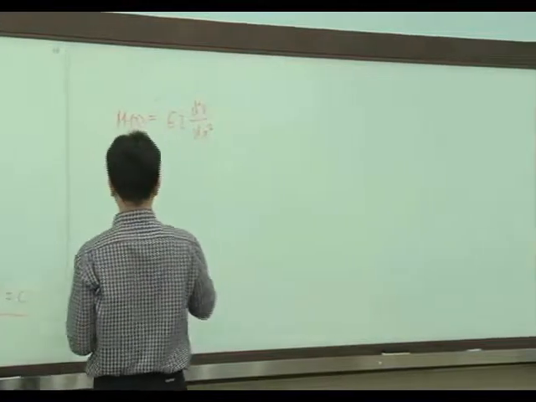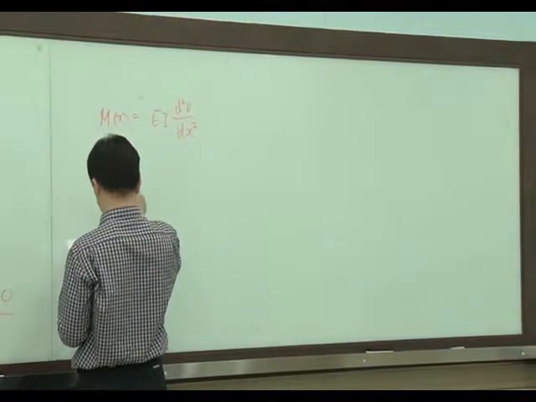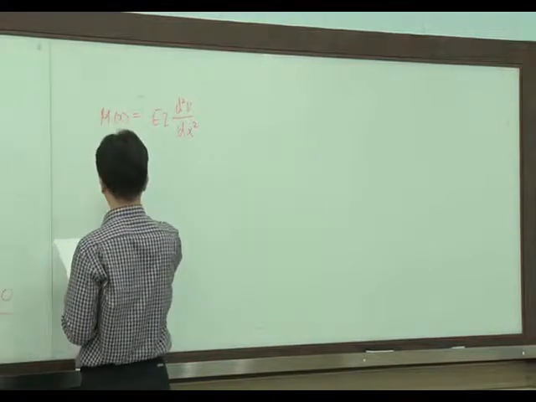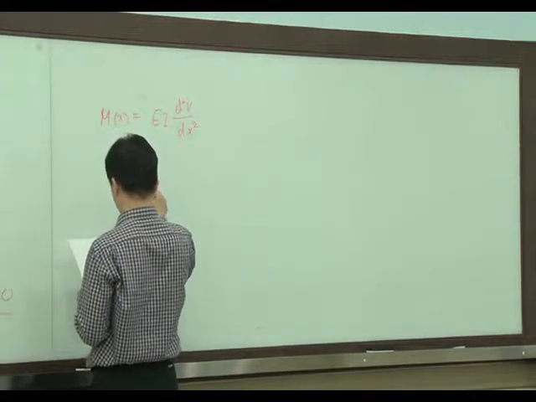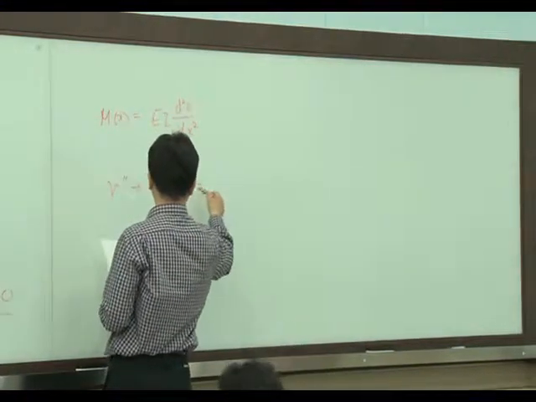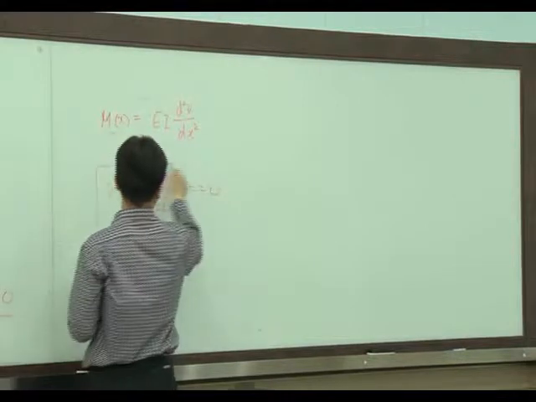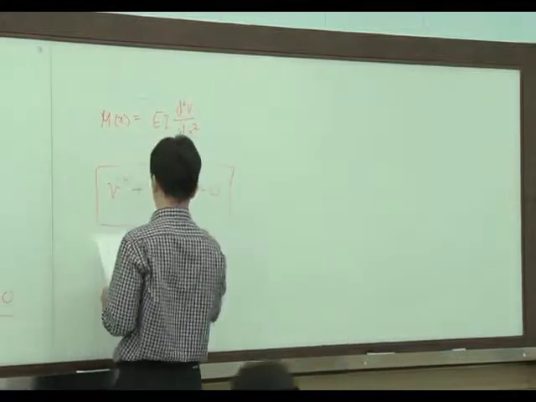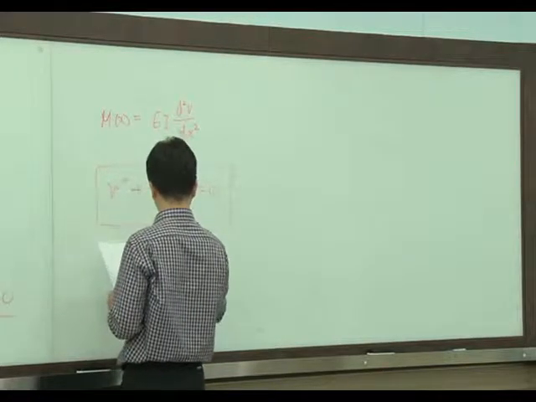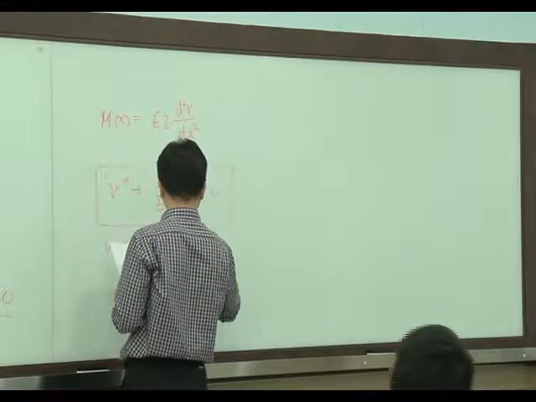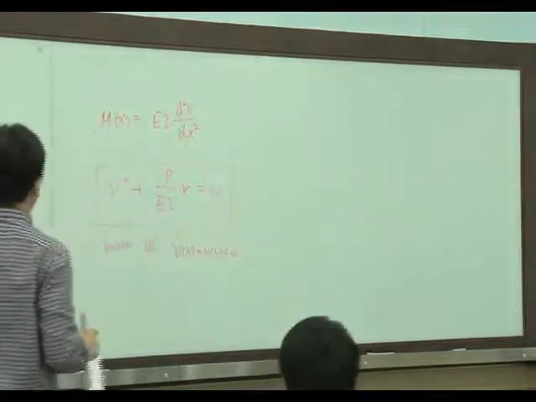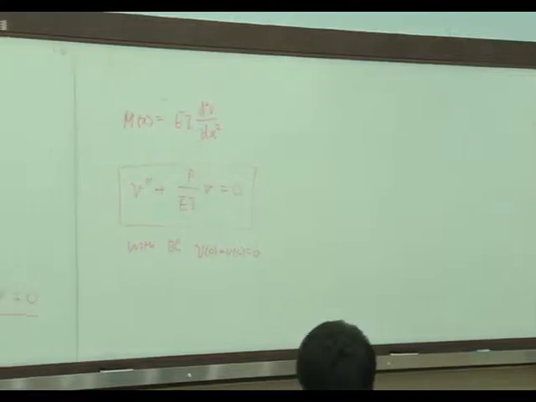Then finally we have an equation, a second order ordinary differential equation, EI V double prime plus PV equals 0. This is the ordinary differential equation with boundary conditions V(0) and V(L) equal 0. This is the boundary condition. So we need to solve this equation.